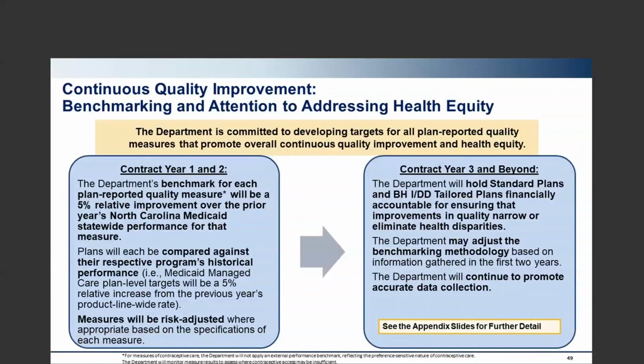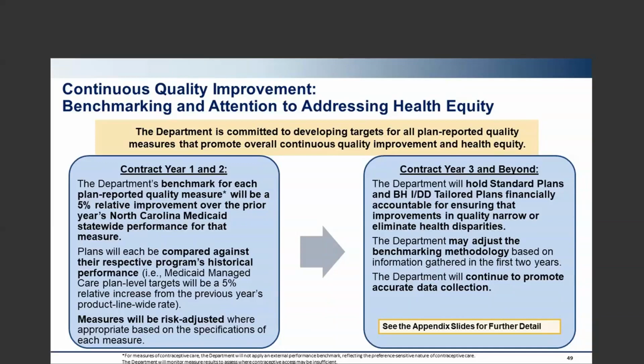So lastly, I want to touch on how we're moving into managed care and continuing our continuous quality improvement through our benchmarking and attention to addressing health equity and commitment to developing our targets for all plan reported measures. So our approach for contract years 1 and 2, the department's benchmark for each plan reported quality measure will be a 5% relative improvement over the prior year's statewide performance for that measure, and we'll risk adjust as appropriate.